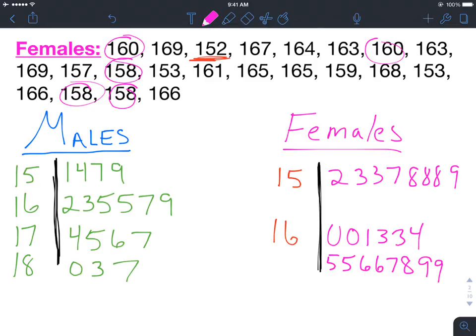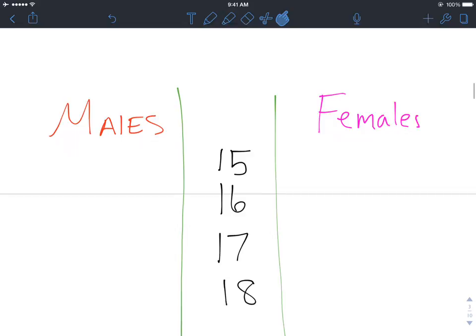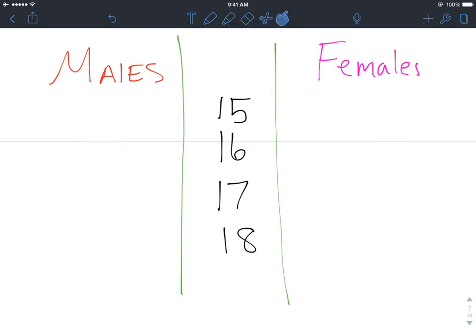And this becomes my stem and leaf plot. Notice none of the data gets lost here. It's just constructed in a different way. If you wanted to, you could have combined the two, males and females. And the way this would look is for males, the lowest one was 151, and then 154, it would just go a little backwards.